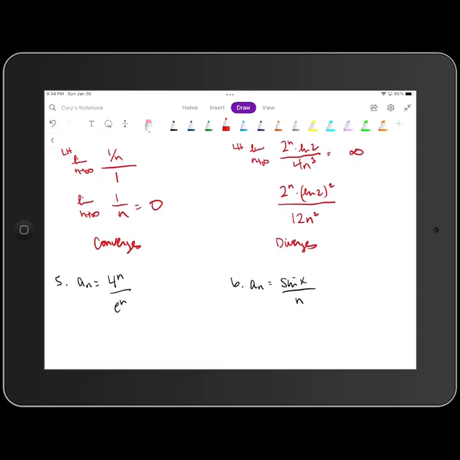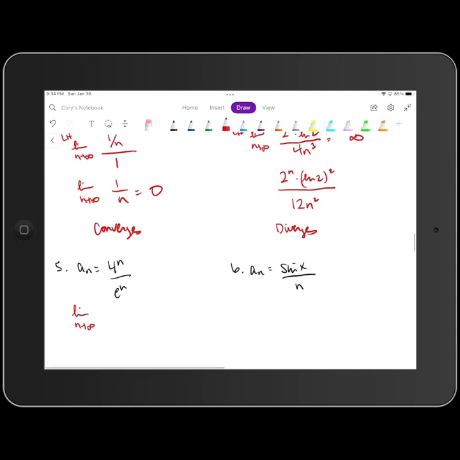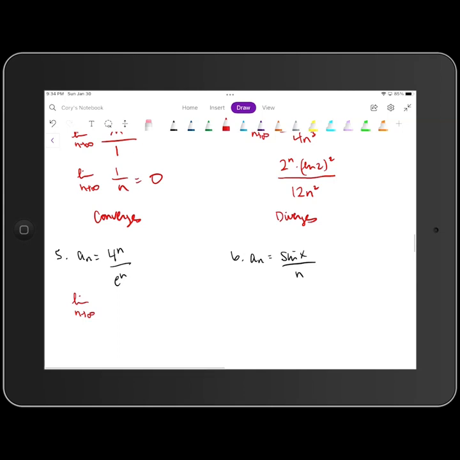Okay, for 5, if we take the limit as n goes to infinity, 4 to the n power over e raised to the n power. I know that both the numerator and denominator are going to go to infinity here. So this is a candidate for L'Hopital's rule. It's just that the numerator, as I take derivatives, is going to become 4 to the n times the natural log of 4 over e raised to the n power, and no matter how many times I take a derivative, that is going to be an indeterminate form.